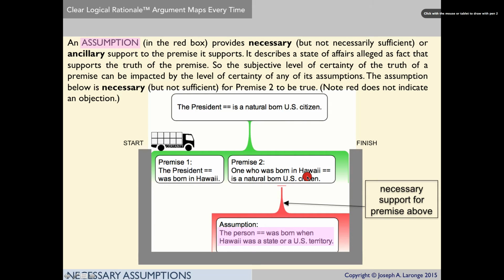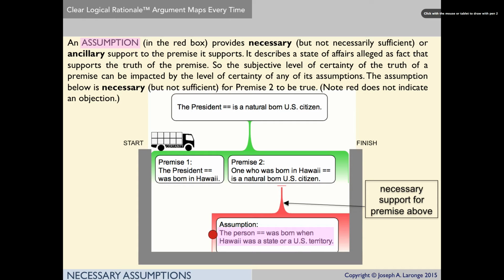That subjective level of certainty can be impacted by the level of certainty of the assumption that supports it. So here, the assumption below is necessary for premise 2 to be true. You could have the premise, one who was born in Hawaii is a natural born citizen. But that's only going to be true if the person was born when Hawaii was a state or a U.S. territory.